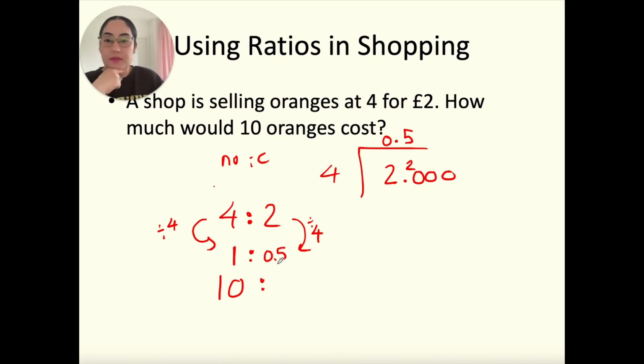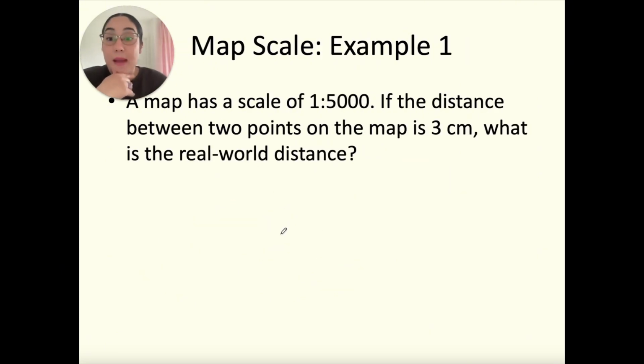We then look at it: okay, the cost of 1 orange is 50p. What would the cost of 10 oranges be? So we're going to multiply that by 10 to get to 10 oranges, and the cost of 0.5 by 10, which is going to give us £5. So 10 oranges will cost us £5. Right? Hope that makes sense.